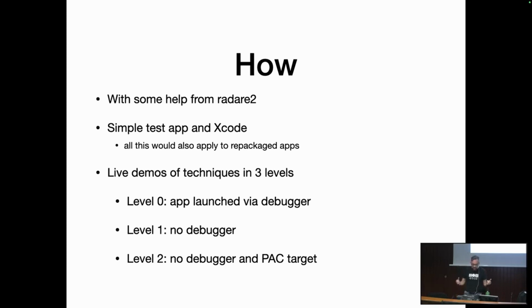So in the live demos, I'll be applying the same hooks to achieve the same result under 3 different scenarios of increasing difficulty. So level 0 is the easiest, where the app is launched via debugger. In level 1, we will have no debugger involved, meaning that we have to launch it manually. That's when you don't have control of the app lifetime when testing it. And level 2 is still no debugger, but we'll have to deal with pointer authentication.